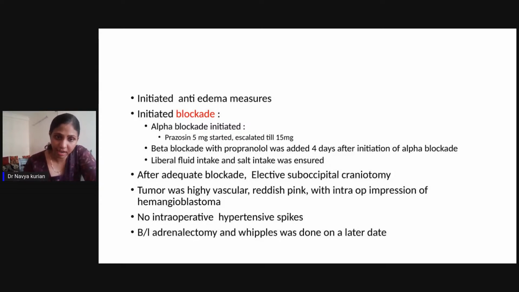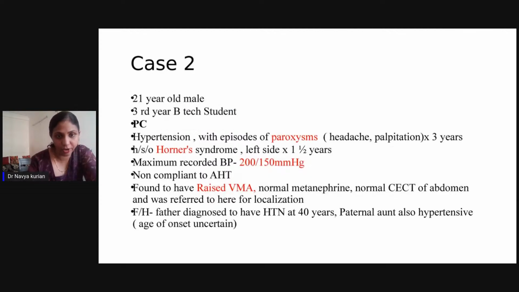After 4 days of alpha blockade, beta blockade with propranolol was started. She was allowed to have liberal fluid intake and salt intake. After adequate blockade, elective suboccipital craniotomy was done. And the tumor was highly vascular, reddish pink with intraop impression of hemangioblastoma. There were no intraoperative hypertensive spikes, and bilateral adrenalectomy and Whipple's was done on a later date. So this case can be further discussed after the next case scenario also.